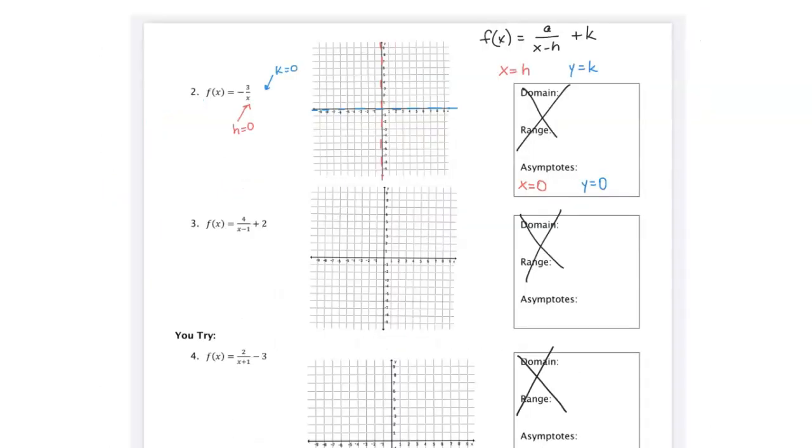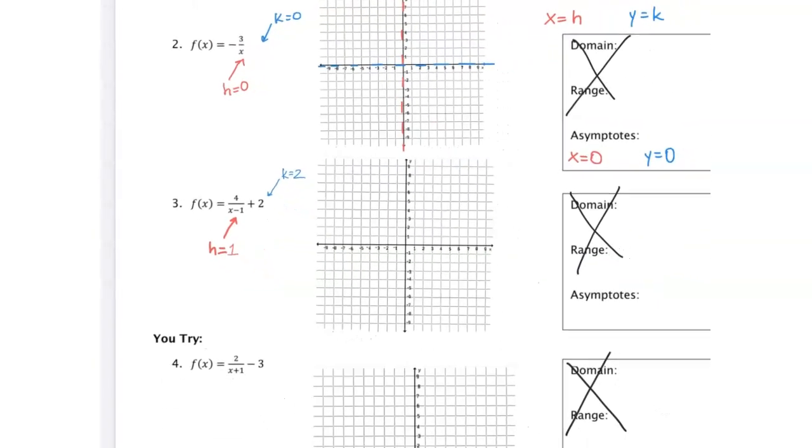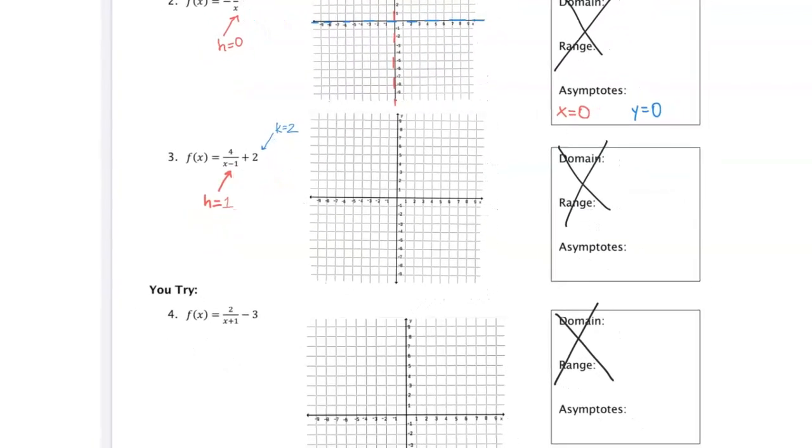All right, so let's try number 3. So once again, we're looking for our h and our k. Our h is in our denominator, so we have h equals the opposite of what we see. So the opposite of that negative 1 would be a 1. Our k is here. Our k is a 2. So h is 1 and k is 2. From there, writing our asymptotes, we'll have x equals the h value, so that's 1. And then y equals your k value, which was 2. So those are our two asymptotes.